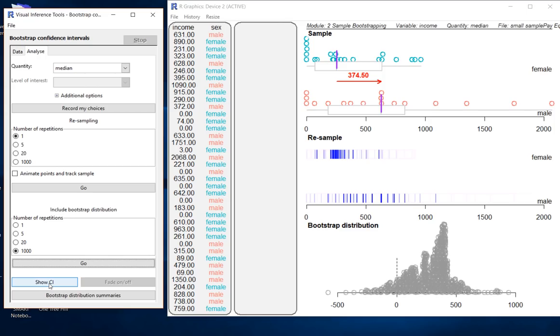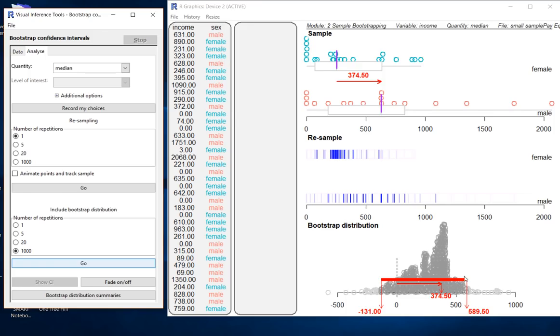So down here, I can actually show the confidence interval. What it does, it drops down our original difference in median. So this is our original sample. So we found that males in our original sample earned $374, $374.50 more than the females in that sample.